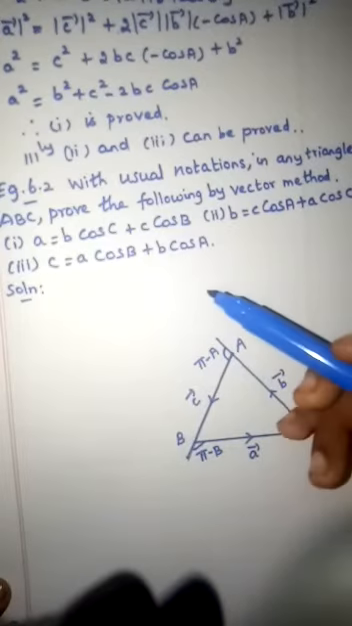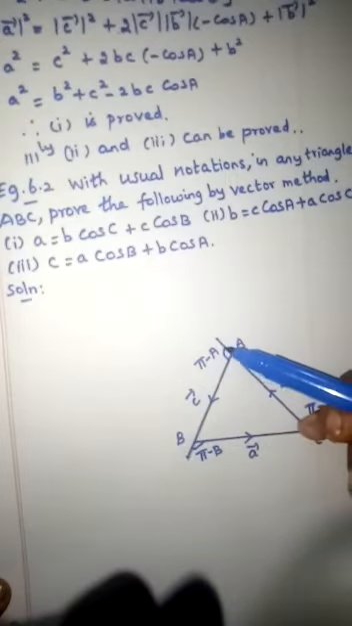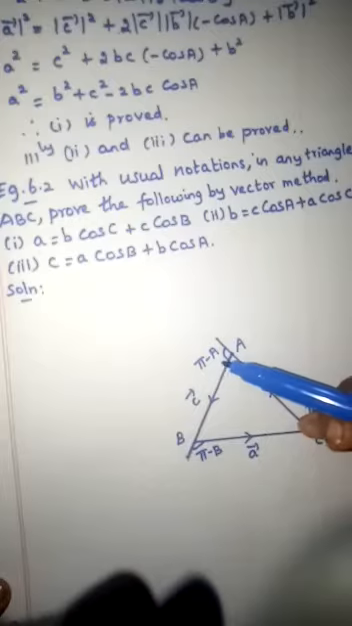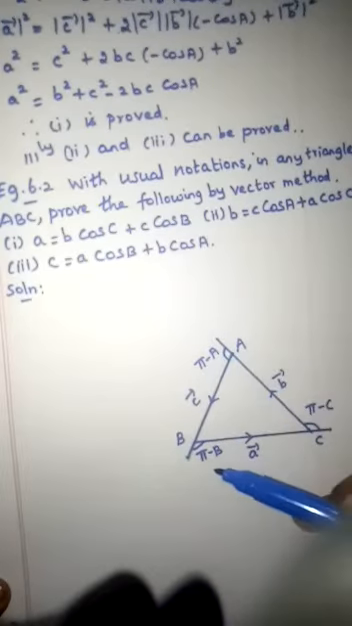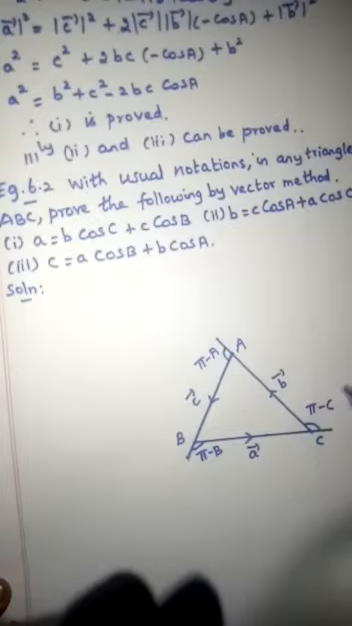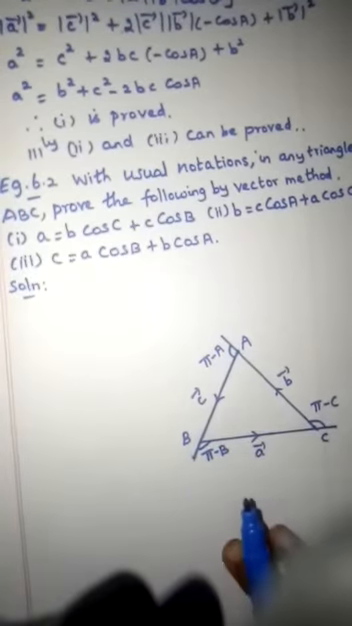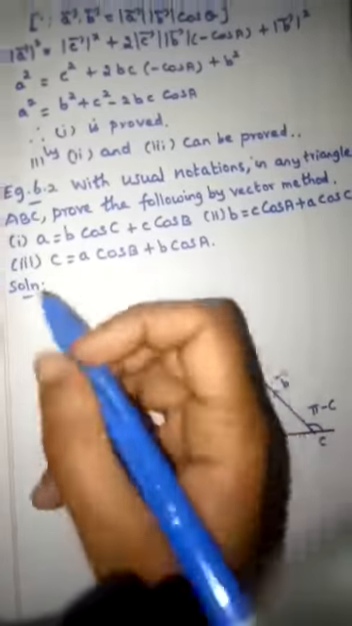Okay. Then this angle we know, isn't it? This whole angle is 180 degrees and this angle is A, so pi minus C. Similarly, we have pi minus B and pi minus C. This is the diagram. So starting is same only, like the previous example only we are going to do.